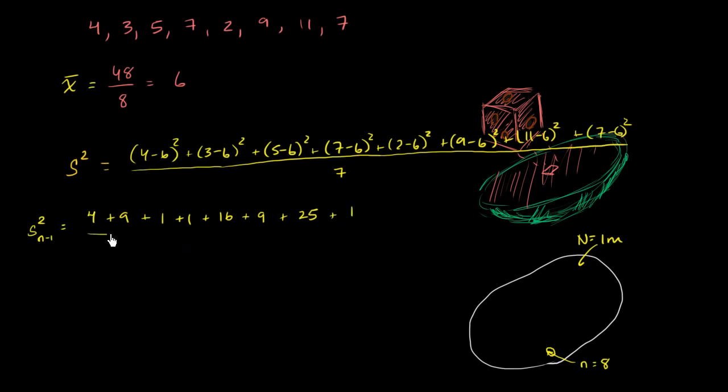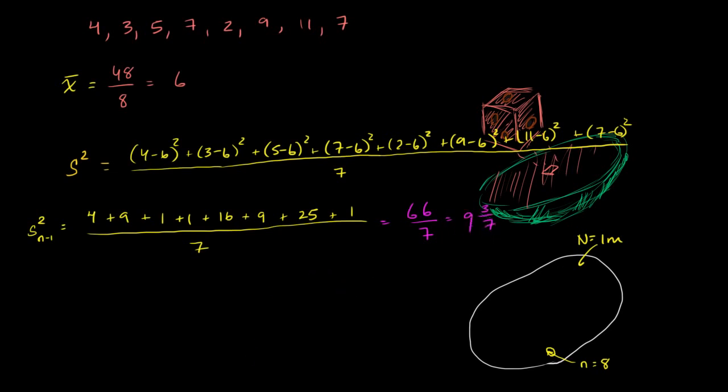And we're going to divide it by 7. And let's see if we can add this up in our heads. 4 plus 9 is 13. Plus 1 is 14, 15, 31, 40, 65, 66. So this is going to be equal to 66 over 7. And we could either divide, that's 9 and 3/7. We could write that as 9 and 3/7.